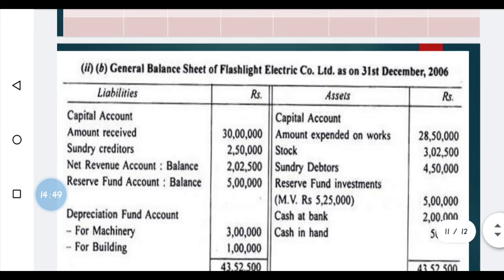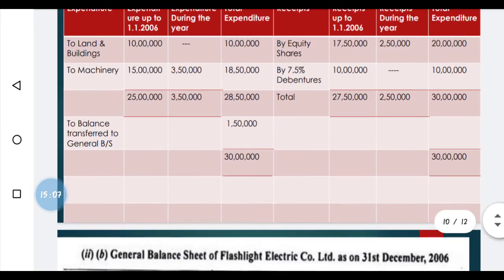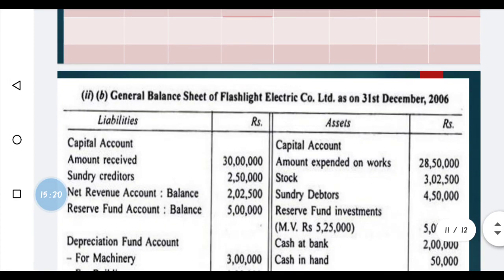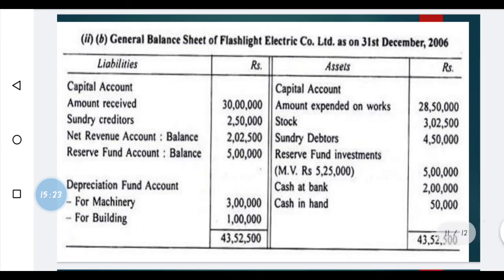I already told you, both the amounts you have to take in the balance sheet. Whatever you are getting on the expenditure side, you have to write on the asset side, that is, you have invested in the fixed assets. So capital amount expended on works is 28,50,000, that is the total expenditure side. You have purchased land and building and machinery worth 28,50,000. That we write on the asset side as capital amount expended on works 28,50,000.